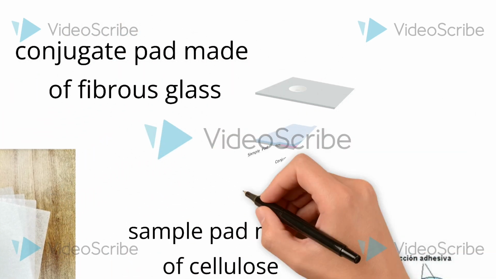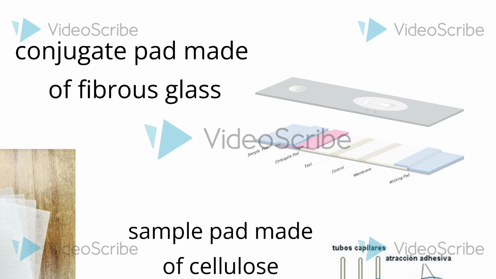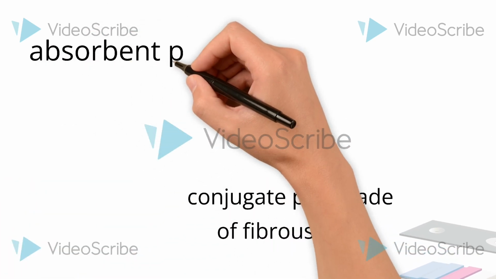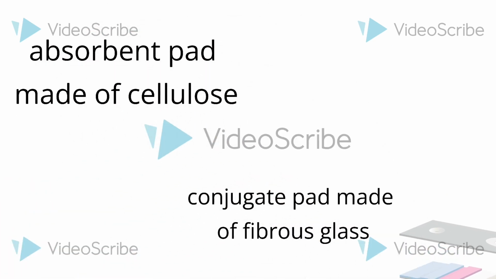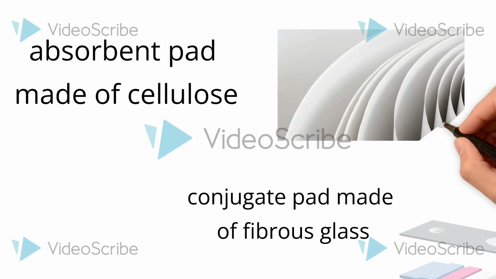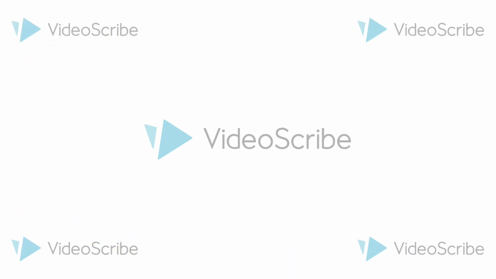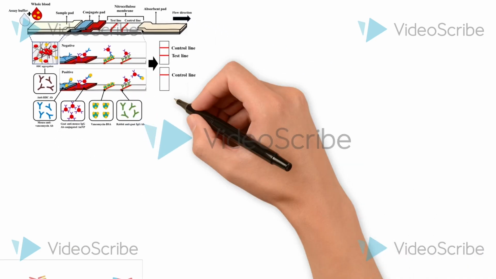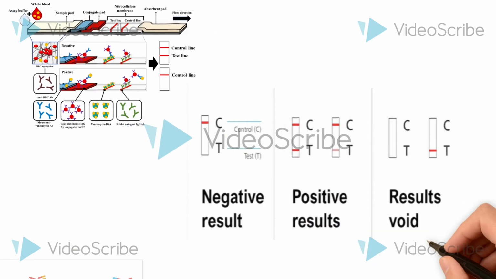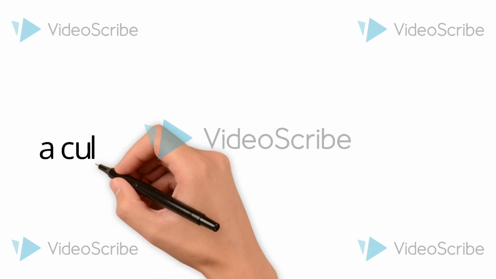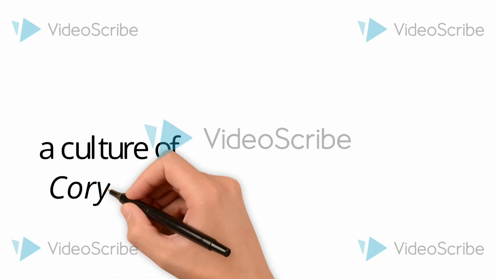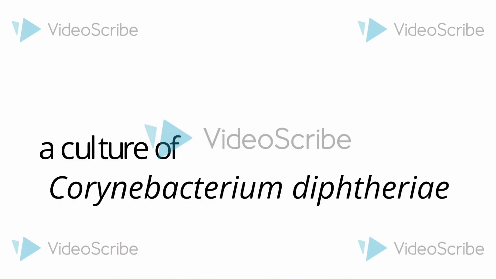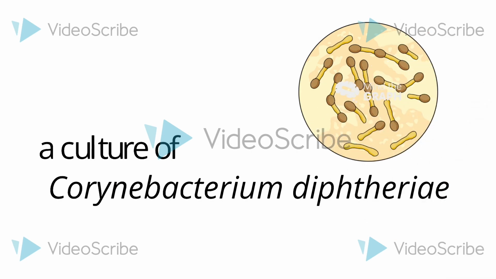The principle of the test is based on lateral flow, where the sample migrates through the strip by capillary action, binding to the labeled antibodies. If the target analyte is present, it forms a complex that is captured at the test line, producing a visible signal. The test begins with the sample, which is usually the supernatant from a culture of Corynebacterium diphtheriae.